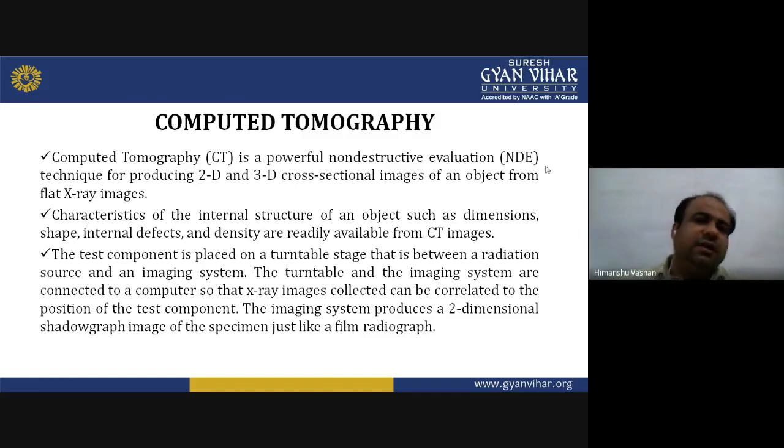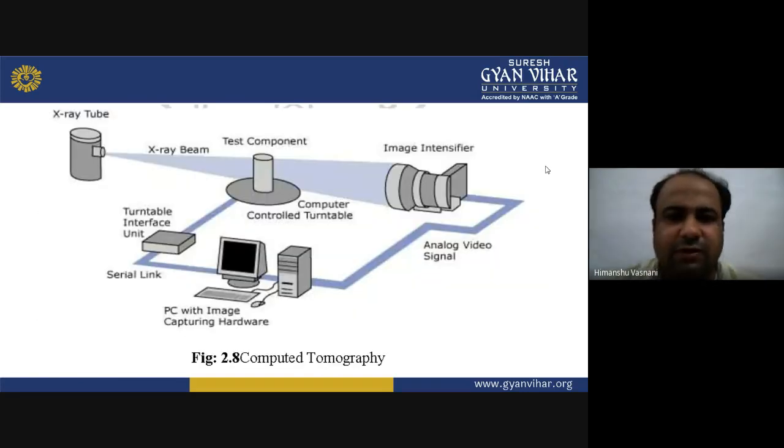What we do in this is we place the test component on a turnable stage, that is, between the radiation source and an imaging system. I'll show you with the help of this diagram. You can see this component is between the X-ray tube and the image intensifier. And then you have the arrangement of a PC with image capturing hardware and serial links to enable interfacing. You can see the computer controlled turntable on which the test component is kept.